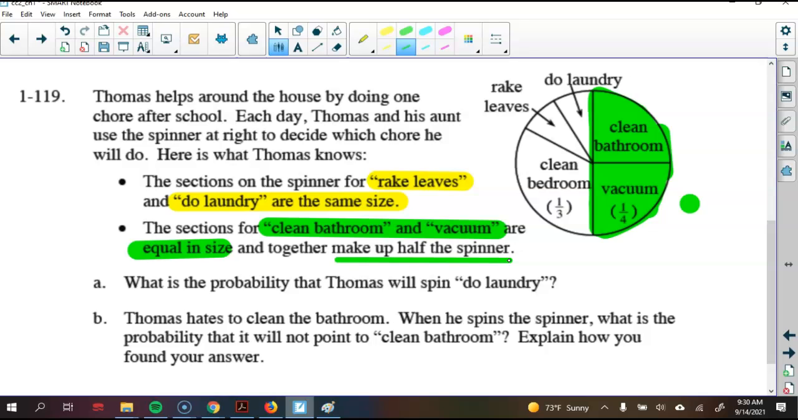You can write down the fractions that we have. Or the vacuum, I'm sorry, is 1/4. You're talking to them, not to me. So they're both the same size, right? The bathroom.